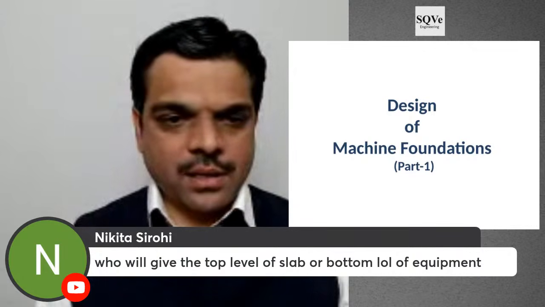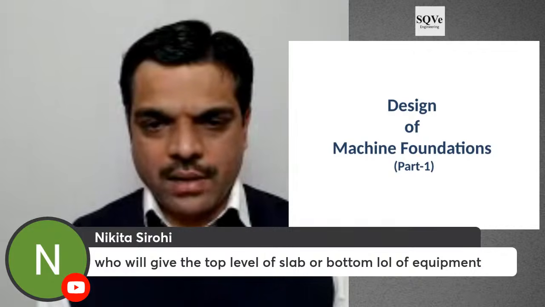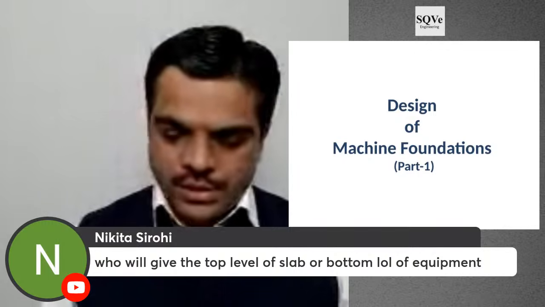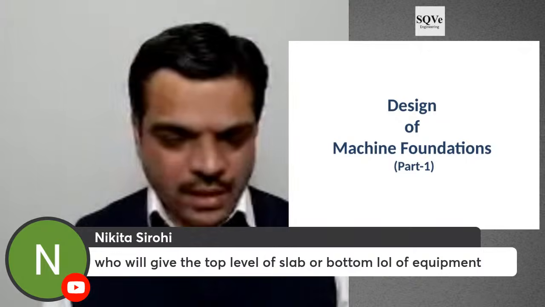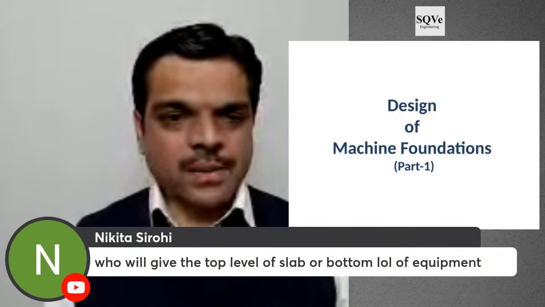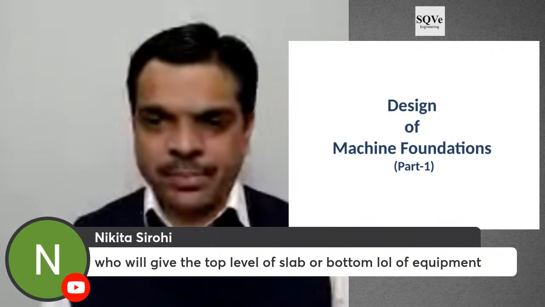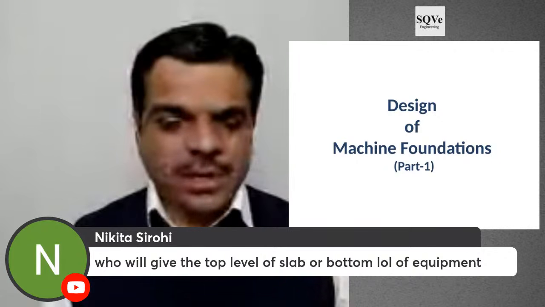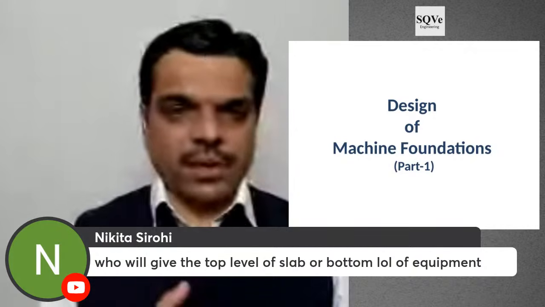Okay, Nikita is asking, who will give the top level of slab or bottom level of equipment? Okay, so these details will be finalized from the process requirement. So from the process requirement, this equipment level will be identified, and that will be conveyed to the equipment manufacturer, and the same level will be considered for the further design, but it will be defined from the process requirement.